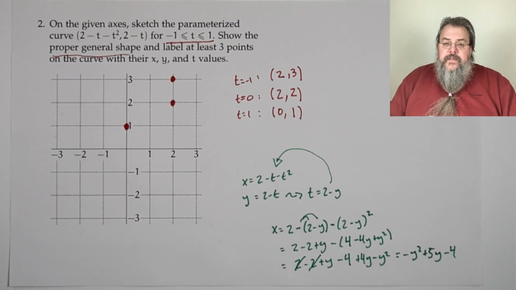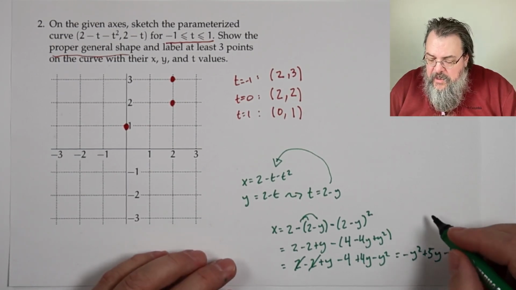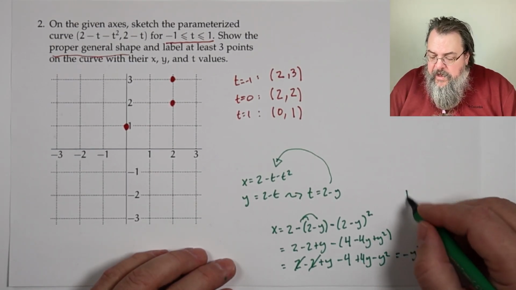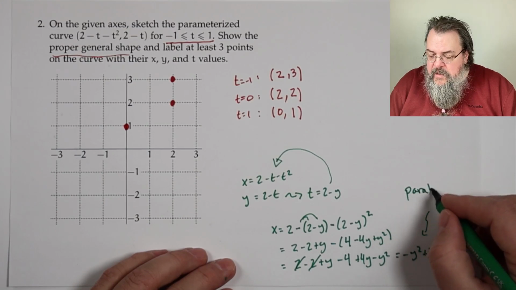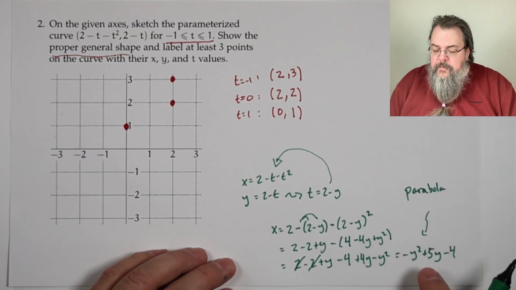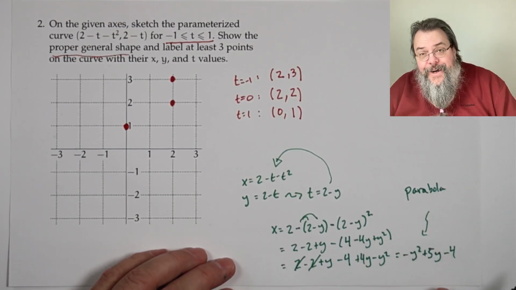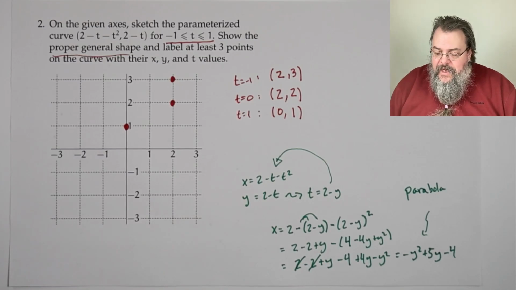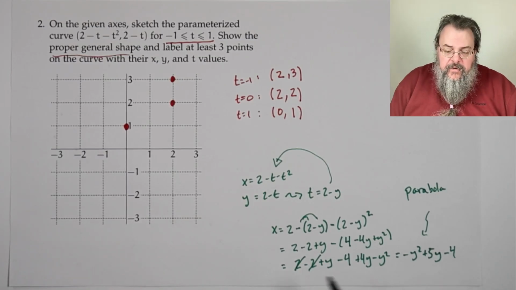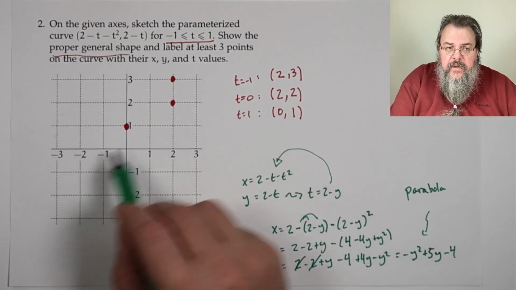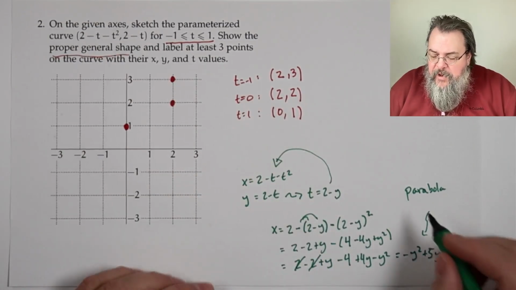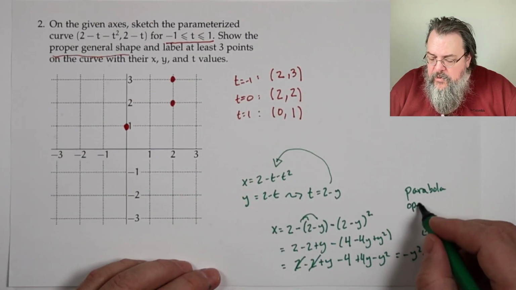Okay, so this says, aha, this is a parabola. And because it's x in terms of y, it opens sideways. And in particular, because we see a minus y squared, it's opening in this direction. Okay, parabola opening to the left.